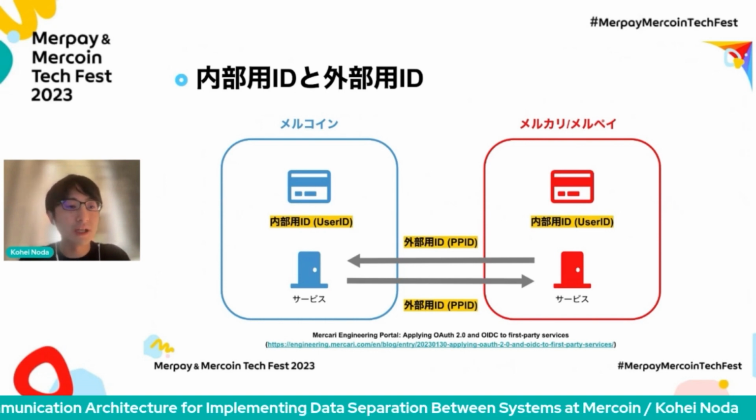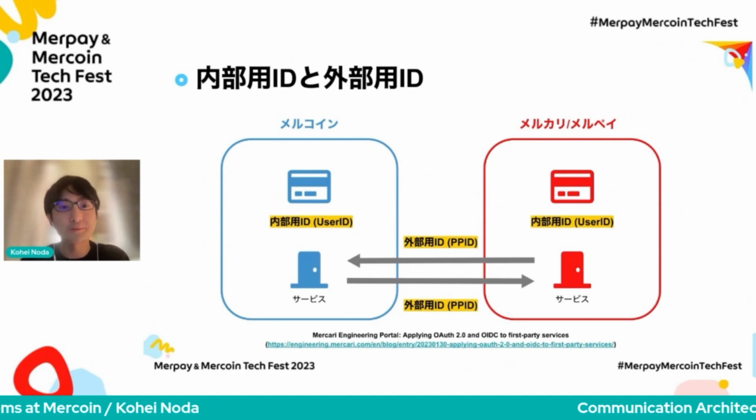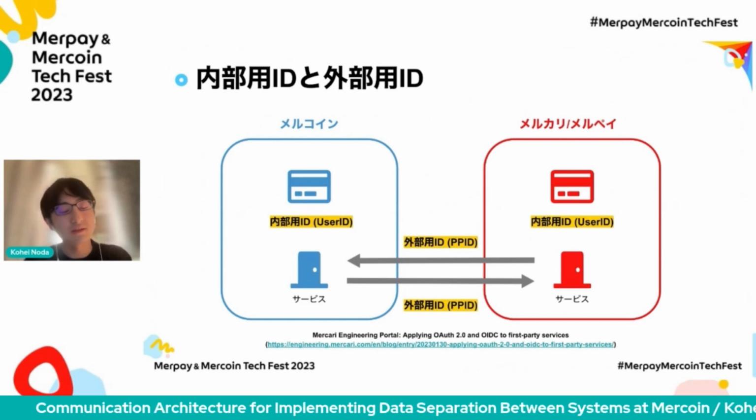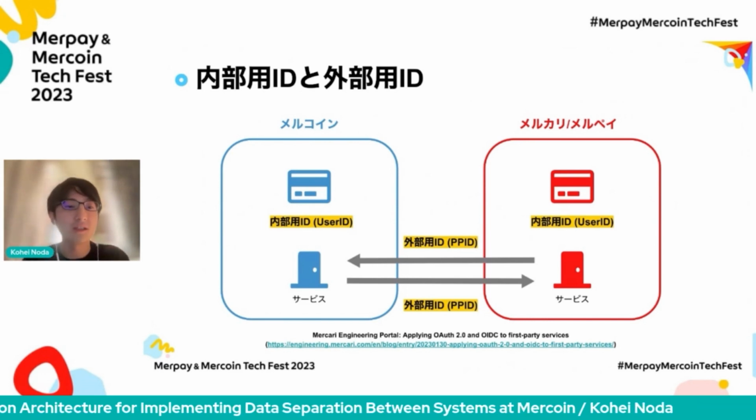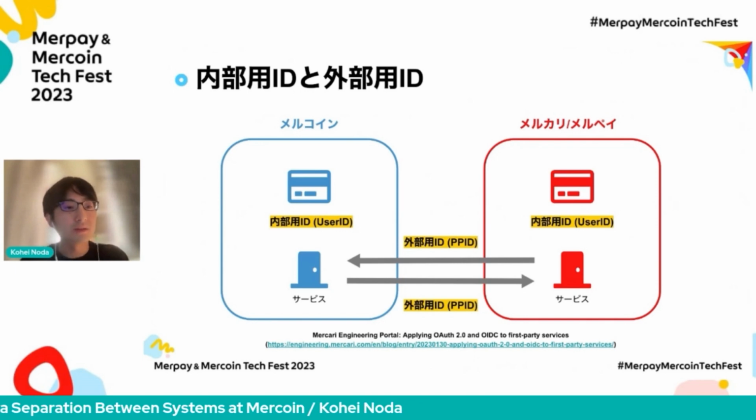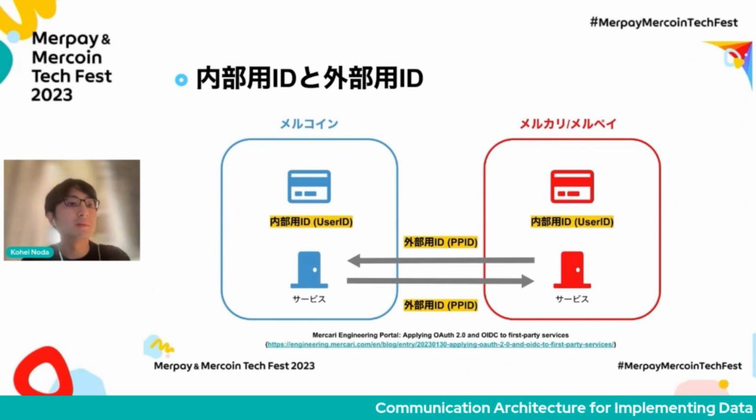Simply put, there's a customer's user ID for each Mercoin and Mercari Merpay, and it should be possible to convert them into each other's user ID. However, if we do this, it would be difficult to convert Mercoin to Merpay ID.